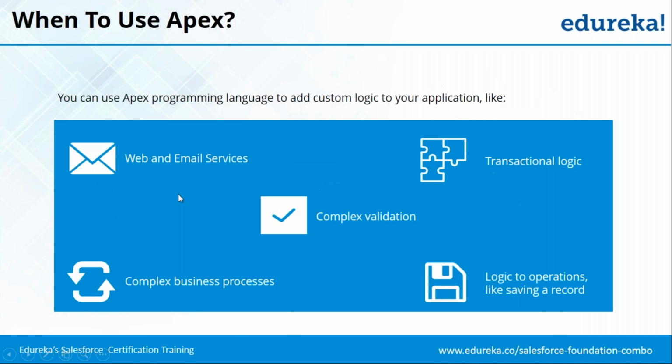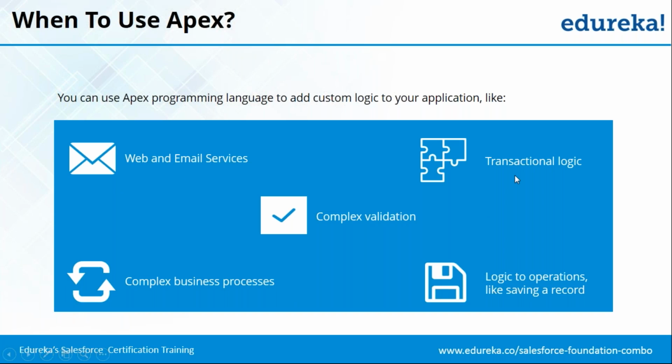And where and when do you use Apex? You can use the Apex programming language to add custom logic to your application, like web and email services, complex validation, transactional logic, complex business processes, logic to operations like saving a record, and basically everywhere. So this Apex is basically the code that controls whatever you want your people to see. If you want your customers to see an image, then it's going to be Apex, right? I gave the image URL in the form of Apex code. I gave the Apex tag, and then I gave the URL there. I gave the image address. So that's what I mean when we say web services.